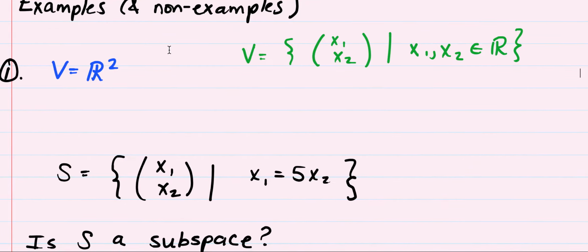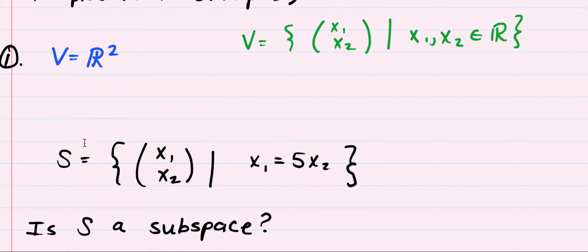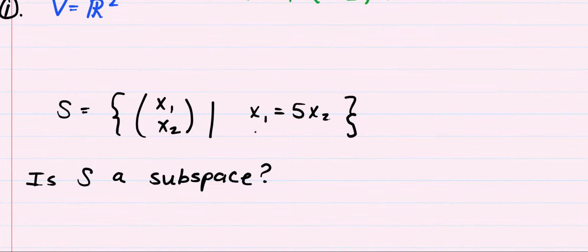But let's say we have this subset of V, where S is equal to all the vectors in V that satisfy this condition, where x sub 1 is equal to 5 times x sub 2. I want to know, is this a subspace of our vector space V? So there's a few things we need to check. First off, we need to see if this subset is actually a subset. Are we getting vectors from V? Is it non-empty? And then we need to check if it's closed under the scalar multiplication and vector addition.